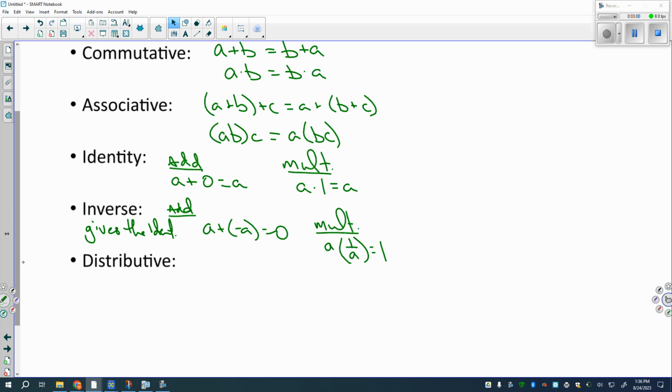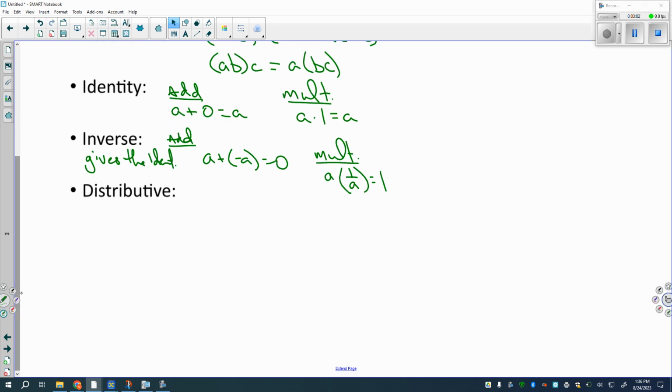And finally, there's the distributive property. If I have A times B plus C, what happens here? When I distribute that A, I multiply it through to both things. So it's AB plus AC. I multiply that A through to both parts on the inside. We're going to practice with these properties, just knowing the names sometimes. It's not that you guys don't know what you're doing, but it's remembering the names of them.